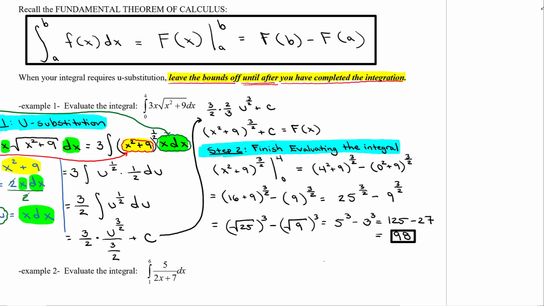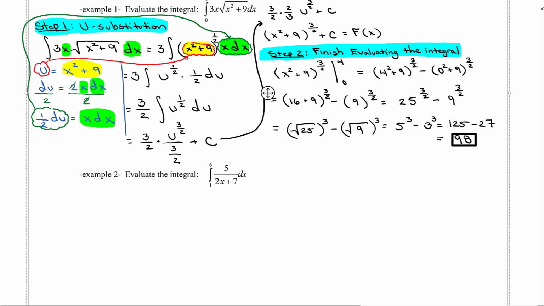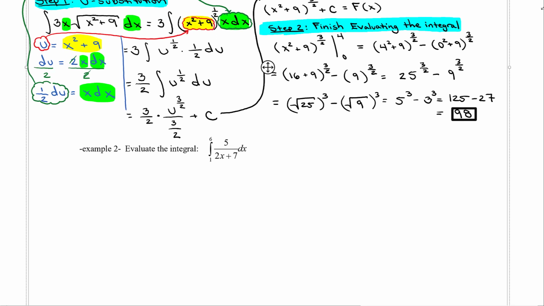Example 2, evaluate the integral. The integral from 1 to 6 of 5 over 2x plus 7 dx. So for our step 1 here, I know I said we would do U substitution first, and I am going to do the U substitution, but first what I want to do is rewrite this so that we move everything that we have in the denominator up to the numerator with a negative exponent.